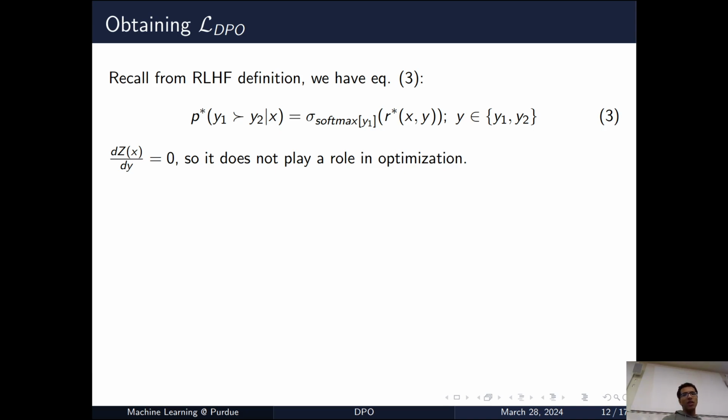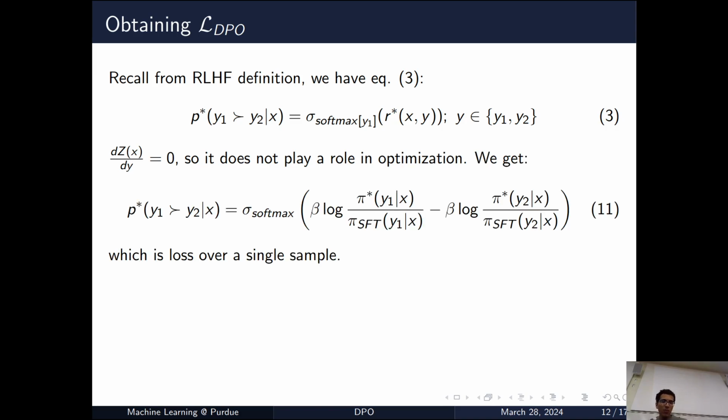We have equation 3, which is the Bradley-Terry model, which is the softmax of the reward over x comma y, and the derivative of z of x with respect to pi sub theta is 0. So it doesn't play a role in the optimization. We can therefore technically just go ahead and compute it. So if we plug in that reward function, we just get this new equation, which skips a bunch of steps, and the softmax is wrong. It's actually sigmoid. It's not softmax.